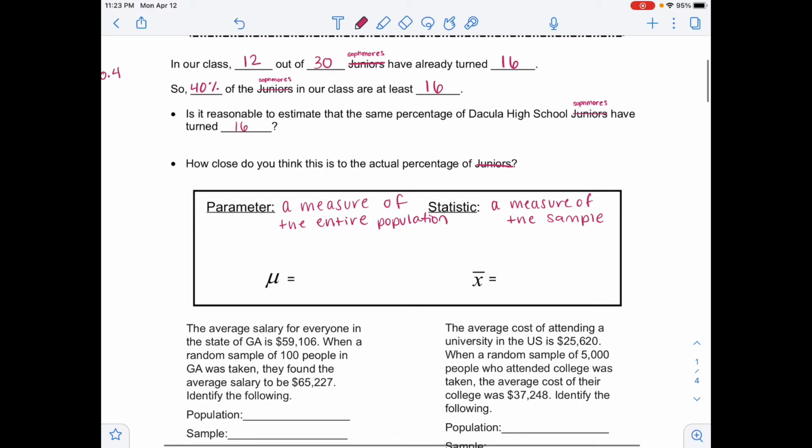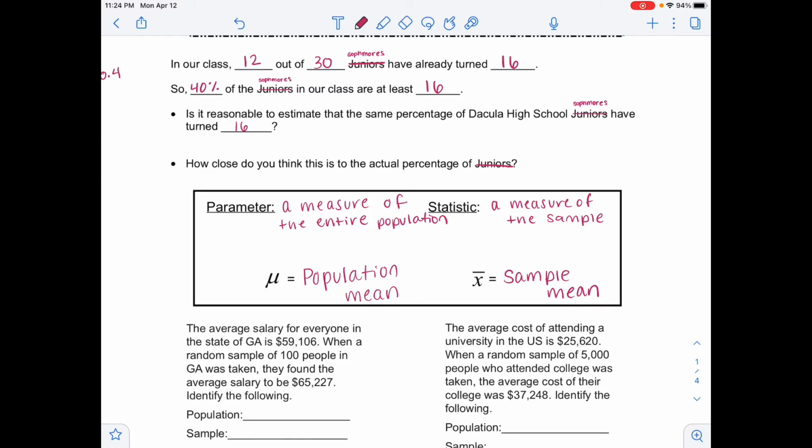This one right here that goes along with the parameter is what we call the population mean. If you remember, the mean is like the average, right? And so the population mean would tell me the average of the entire population. Whereas this other symbol, which is X bar, it's X with the bar on top, is what we call the sample mean. Again, this would be the average, but only looking at our smaller sample.